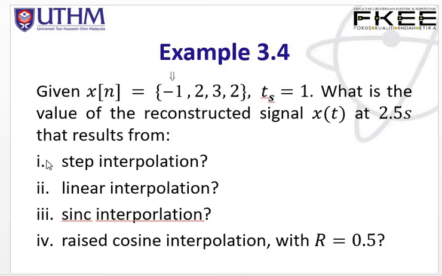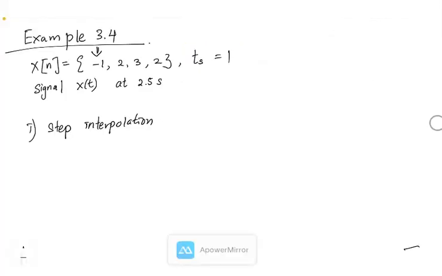Now let's look at the example. Given xn equal to -1, 2, 3, 2, and Ts equal to 1, what is the value of the reconstructed signal x(t) at 2.5 seconds that results from the four types of signal recovery methods? We will look at it one by one. The first question is to use the step interpolation to find the reconstructed signal x(t) at 2.5 seconds. So your xn in the question is -1, 2, 3, and 2. This is your xn.